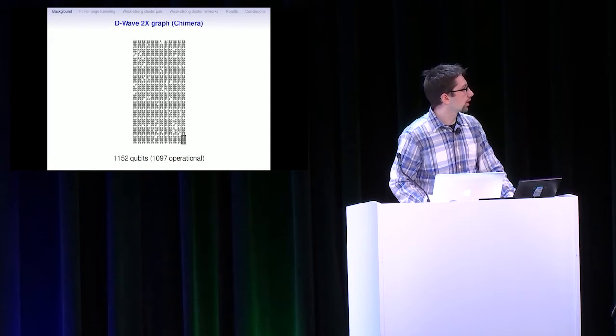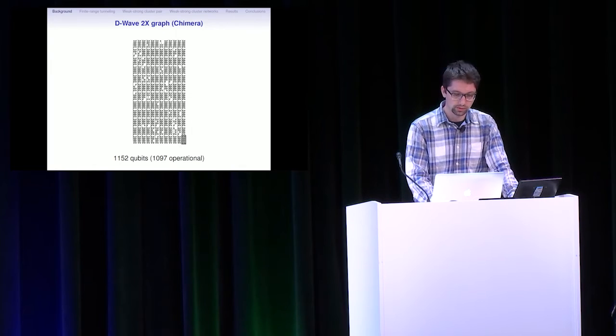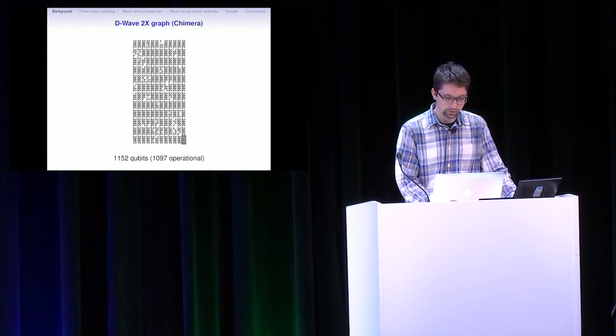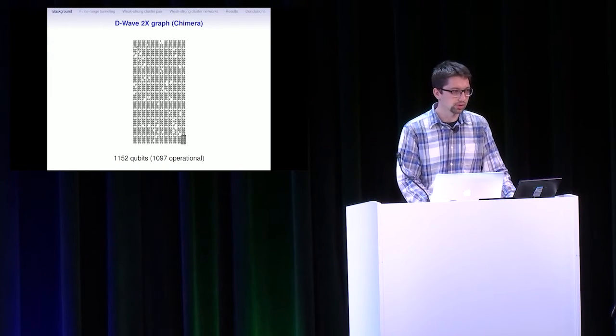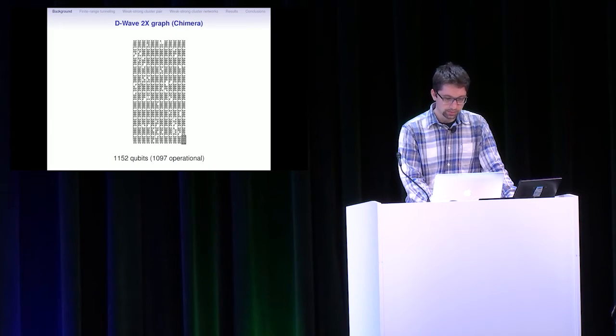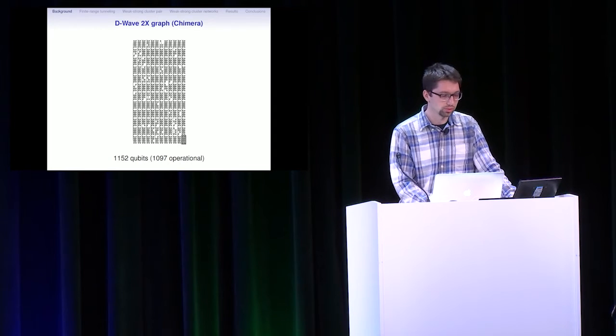This is the hardware graph of the current D-Wave machine that we have available for our use at NASA Ames. The dots here represent the qubits on the D-Wave machine, and the lines represent the couplers between them. And in addition, there are local fields also that can be applied individually to each qubit.